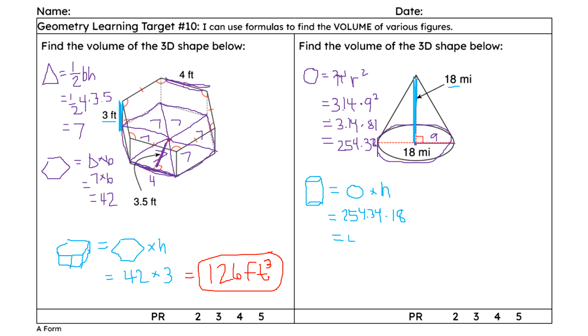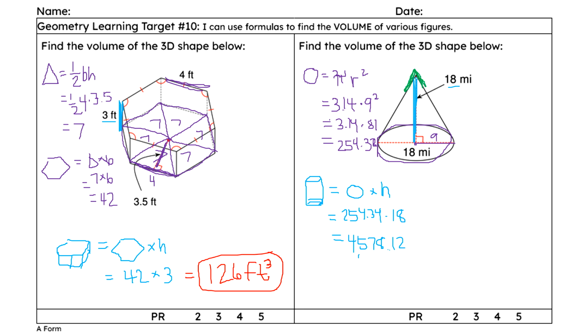4,578.12. Okay, but that's for a full cylinder. However, this does go up to a point. So a point instead of another circle.